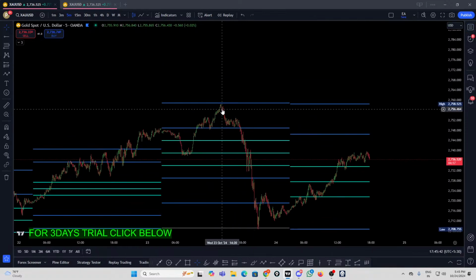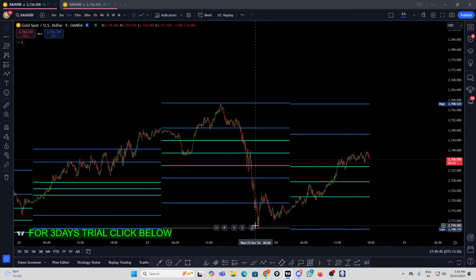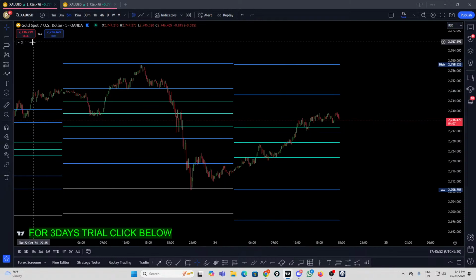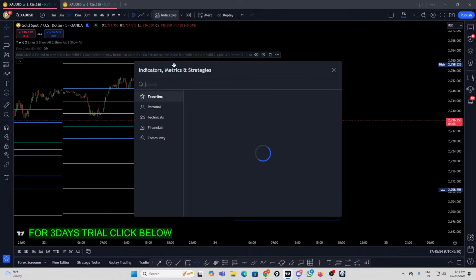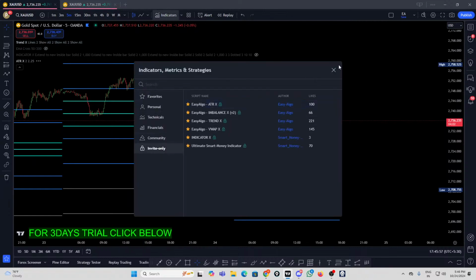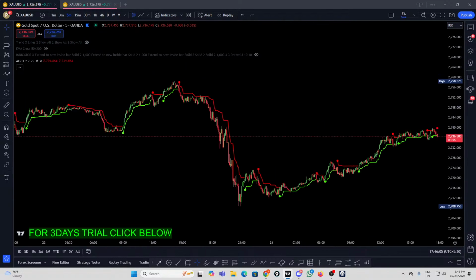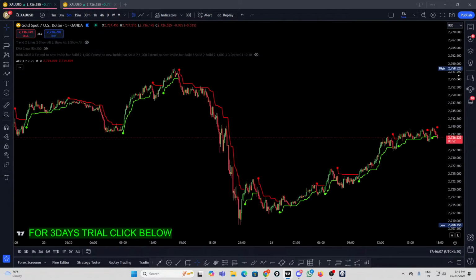From exactly resistance 1, it reversed the market till daily S2. So this is how the indicator works. You just look at this. So I'll add one more indicator here, ATRX. So it will follow that. So you just look at this, and if you are a gold trader, you know that usually we get a good trade, especially in the UK session, correct? So everyone waits for the UK session.